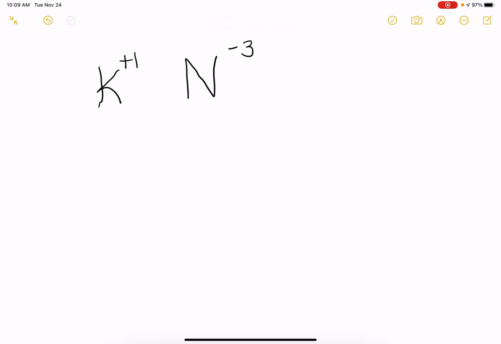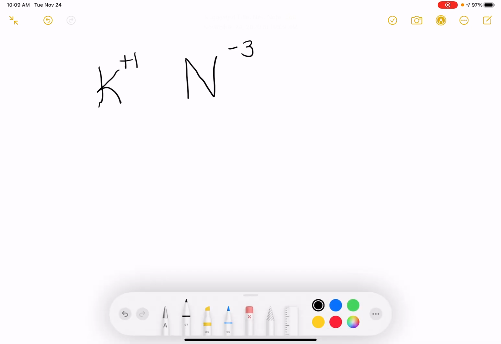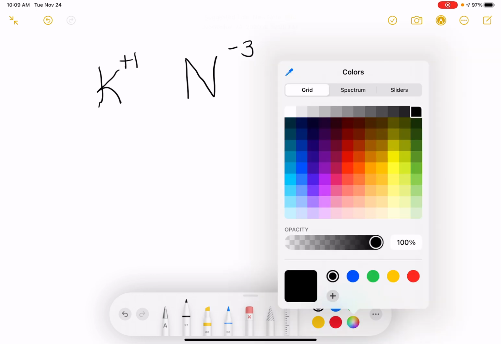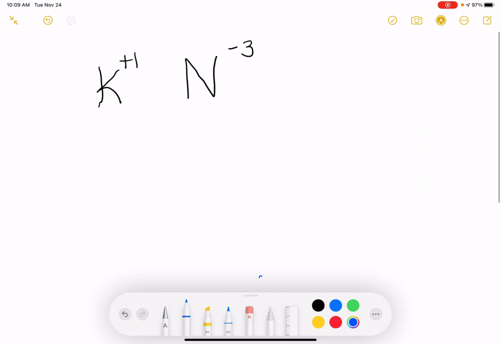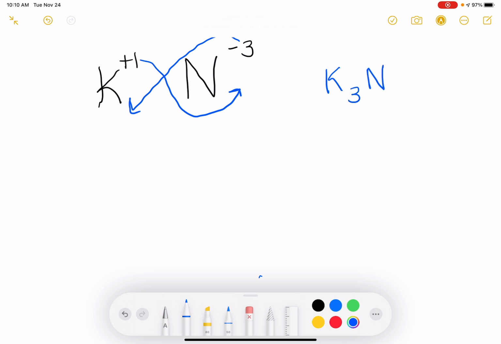So this is potassium nitride. It's not balanced. To balance it, we don't even have to think about balancing unless you're a math genius, which I'm not. We just take the 3 and we put it down here, and we take this 1 and we put it down there. So it becomes K3N1, and I don't need to write the 1. Whenever we write an element, if there's no number there, it's 1. So it goes K3N. This is called the crossover method.